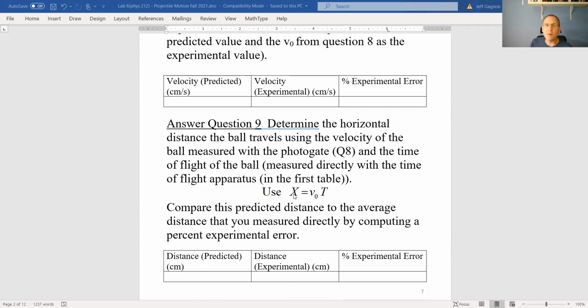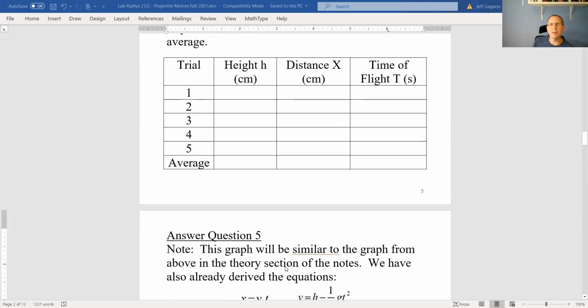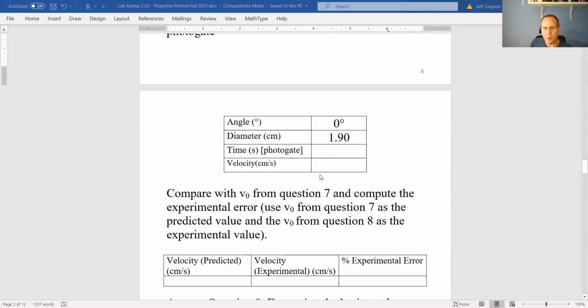And that is what we're going to call the predicted horizontal displacement. I call it distance here, but it's really a horizontal displacement. So this X here is the predicted horizontal displacement from this calculation. Velocity from question 8 times time of flight, average time of flight from the table. And then the other way, the way that we can get experimental horizontal displacement is simply from the table, right? We have the average from this table. So the experimental horizontal displacement, you're just going to use this average here. So it's two different ways of computing the horizontal displacement, or that distance.